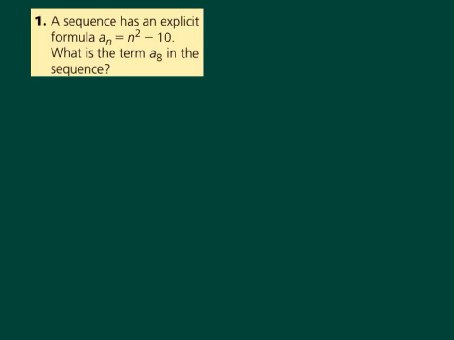A sequence has an explicit formula, a_n is n squared minus 10. What is the term a_8 in the sequence? So what is the 8th term of the sequence? We're searching for a_8. Hopefully we all realize all you have to do is let n be 8. So this is 8 squared minus 10, which is 54. So that is the 8th term of the sequence.